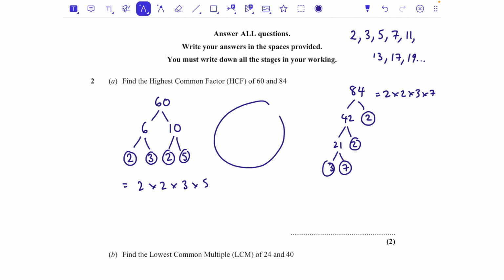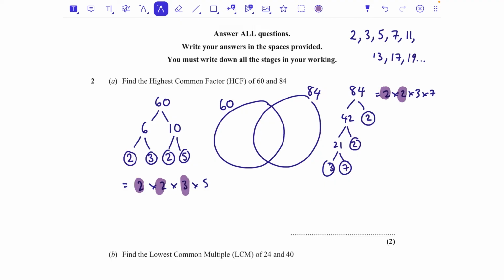We're then going to do a Venn diagram for both of those numbers. This circle is for 60, this circle is for 84, and in the middle I can put a 2, because they both have a 2. I can put another 2, because they both have another 2, and they both have a 3. So 2, 2 and 3 can go in the middle. I've got a 5 left over out here for 60, and I've got a 7 left over out here for 84. The highest common factor is the part that fits into both.